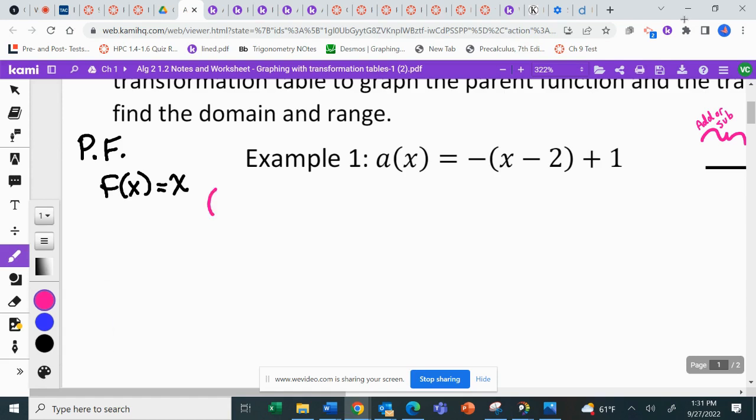So the very first thing that I come to that isn't just x is the negative sign. So negative always means what? It always means reflect. You can write reflection as well. And then it's always going to say after that, in the. And then we have to determine which axis that is in.